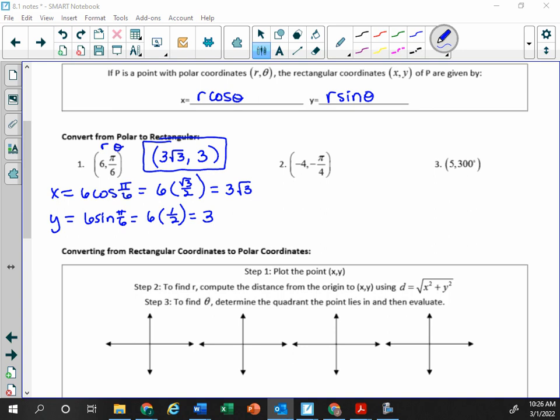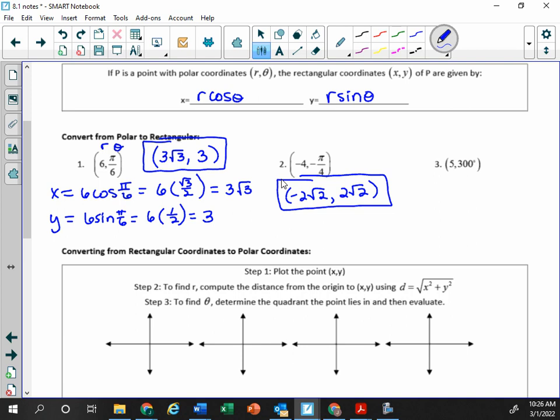All right, did you guys agree with your neighbors? Yes. Okay, what did we get for number 2? Good, -2 root 2, 2 root 2. Again, makes sense. That's a second quadrant answer. I like that. Anybody need me to walk through that one?